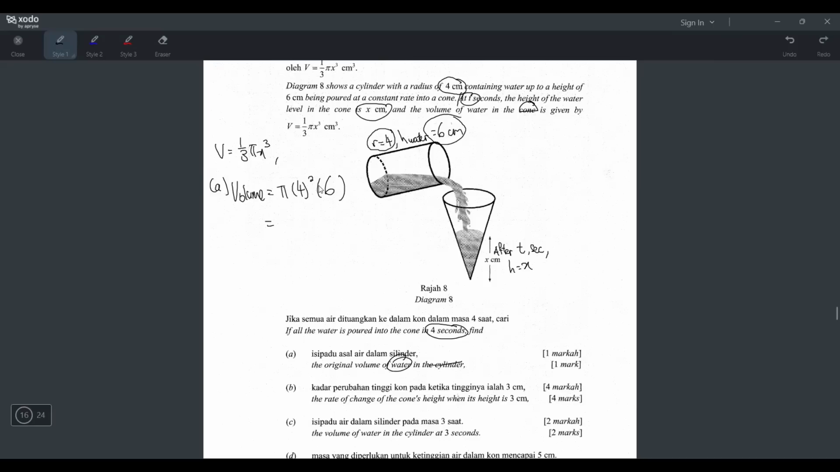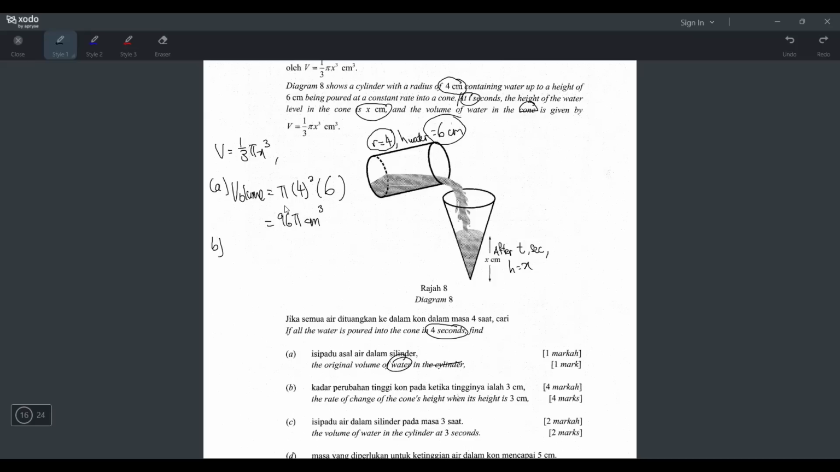So what do you get here? 4 squared times 6 is 96. Okay, the pi I won't press. I will just write it in terms of pi like this, 96π cm cubed. It's better if you don't press the pi, because if you do, your answer becomes a decimal already. It will look better if your answer is in terms of pi.